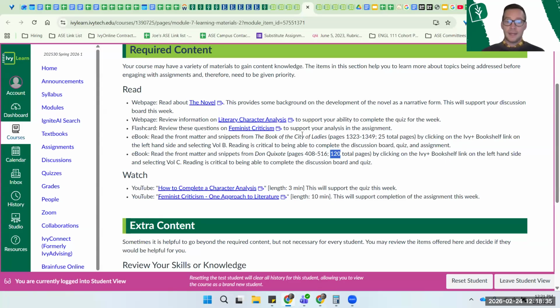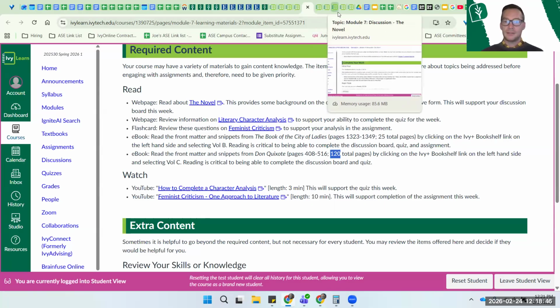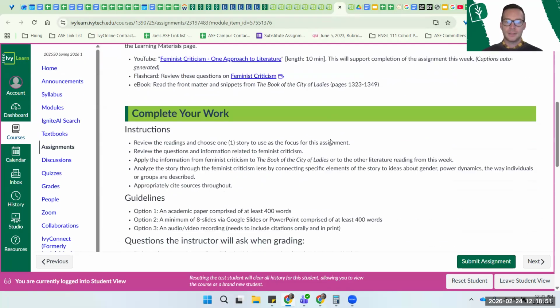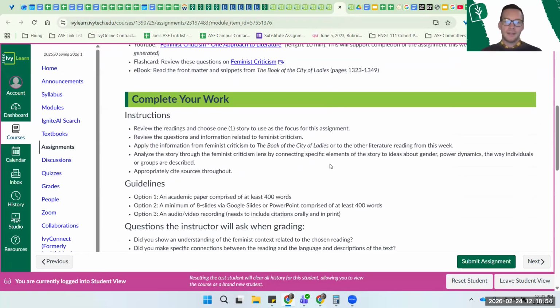core assignments this week. And now let's talk about feminist criticism and applying that approach to a text, because whenever we get into this feminist mode with a feminist analysis, your instructions are to apply a feminist lens to a particular text. And you can see here that we can apply the information from the feminist criticism to the Book of Ladies or to other literature reading from this week. So to Don Quixote, if you wanted to attempt that. Most of us will end up choosing this, and that's fine.